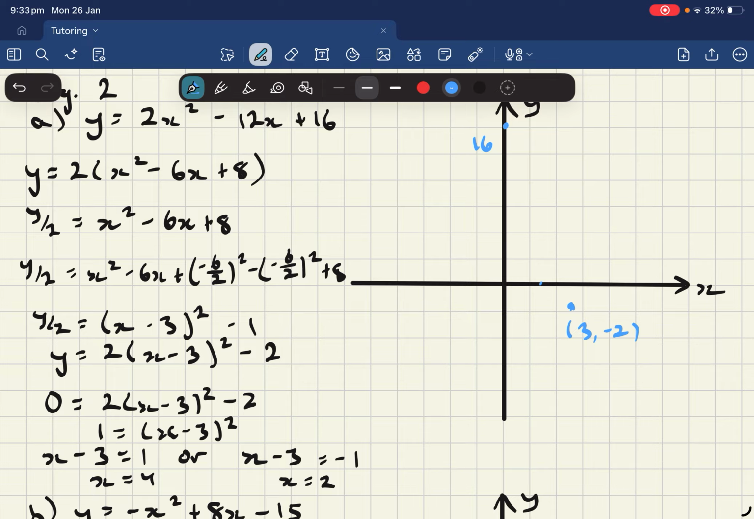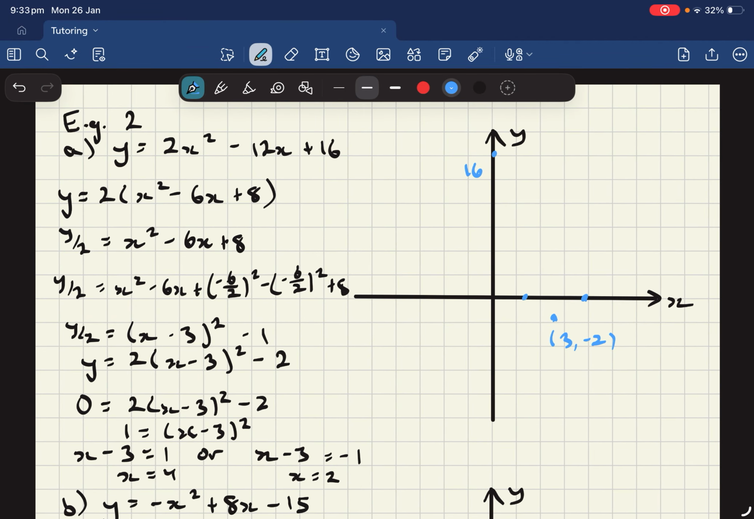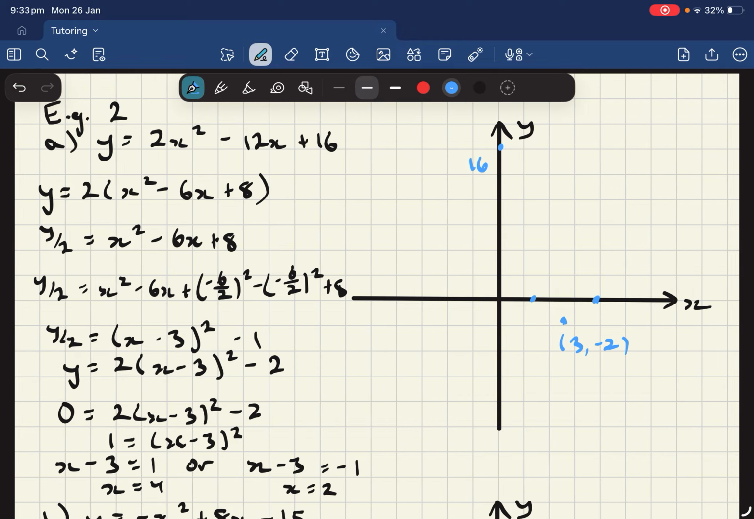I want to draw it in. And now I can connect up all of these. Now that I have all my significant points, I can just draw a line through. Smooth, continuous curve, passing through everything and going back up.